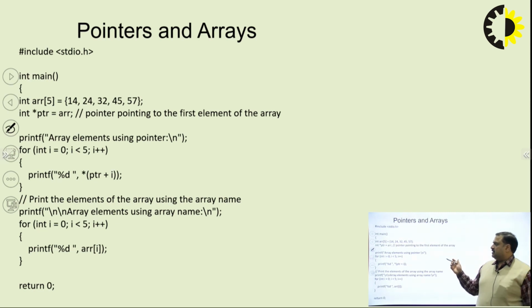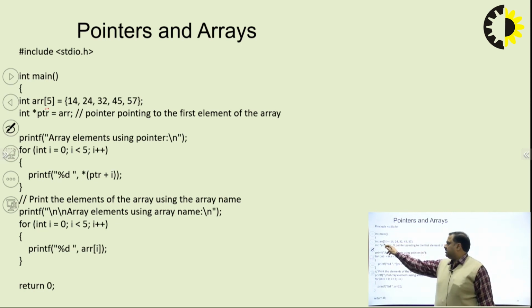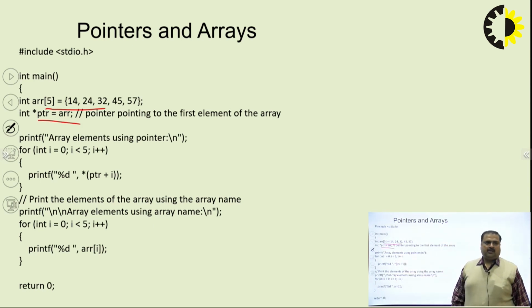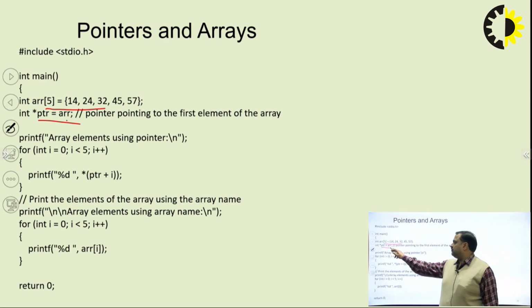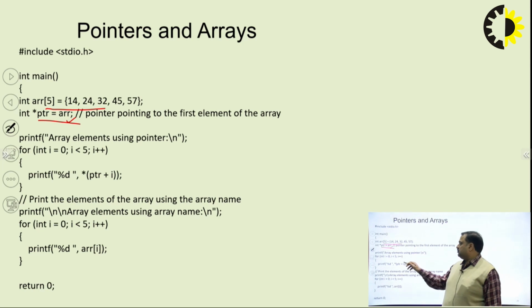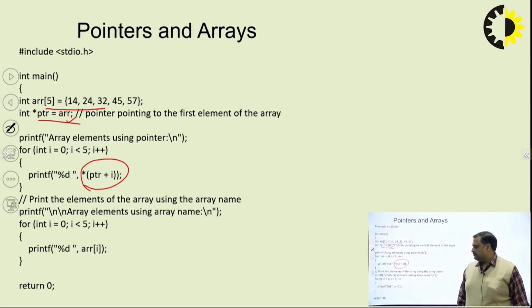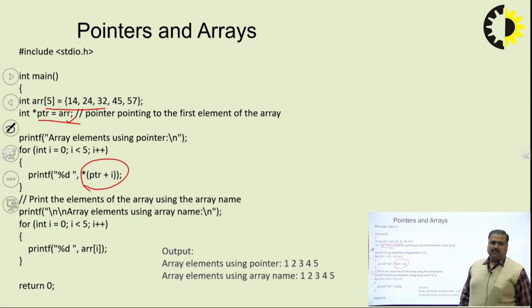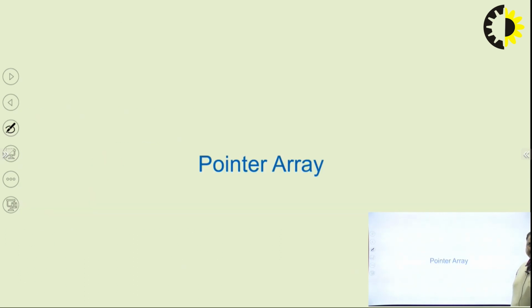Here is another example. I am having one array of 5 elements and we are having a pointer ptr, which is assigned the base address, or the name of the array. The name of the array is referring to the base address. So, we can access these variables with the help of the pointer also, as we were doing with the help of the array. Both are giving the same results.